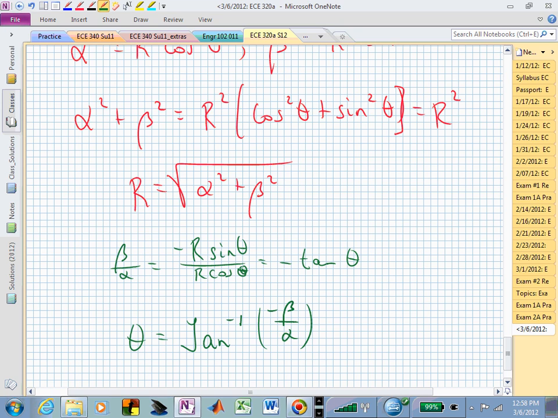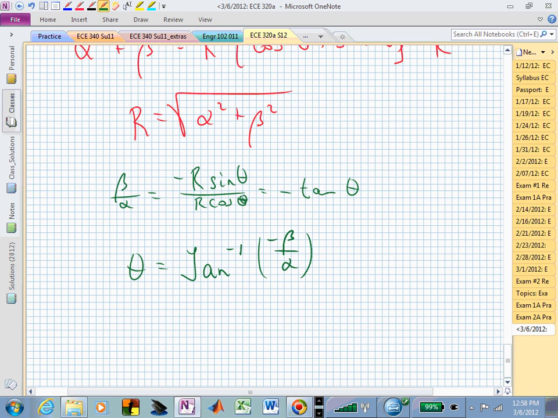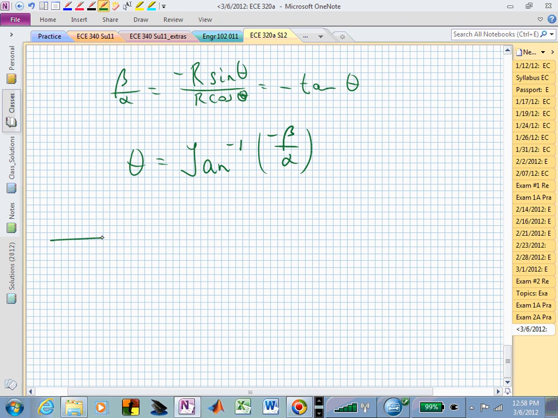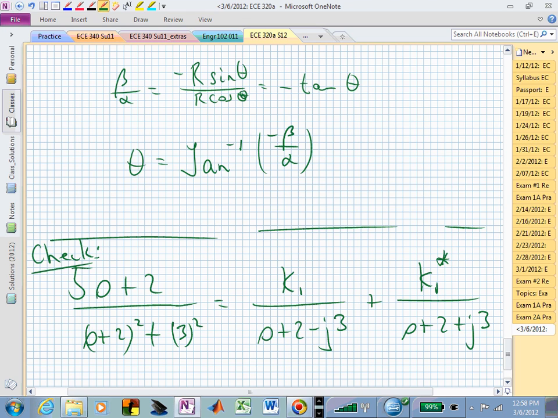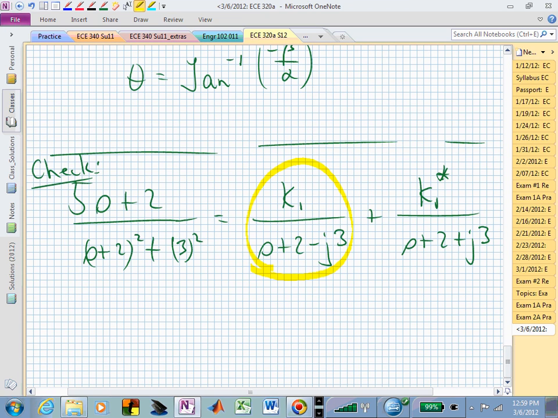The other way that you could do this as a check, since half of you have these calculators that maybe want to play with complex numbers, you could say, well, this is s plus 2 squared plus 3 squared, but I'm used to doing this with the complex values, so this is going to be s plus 2 minus j3 plus k1 star s plus 2 plus j3. And it's critical that you use the k1 associated with this particular factor. Where is the pole that associates itself with that highlighted term?